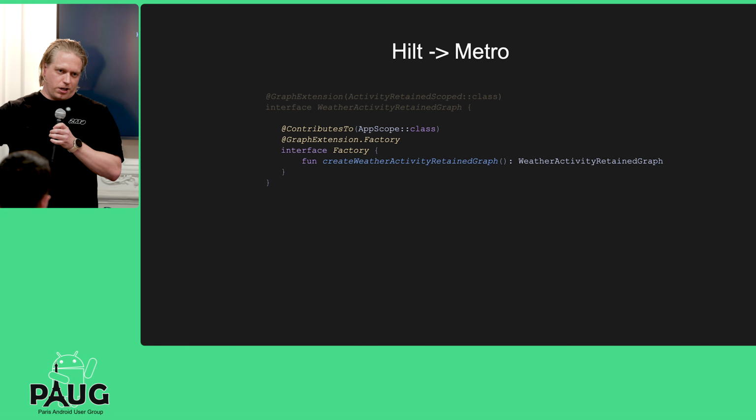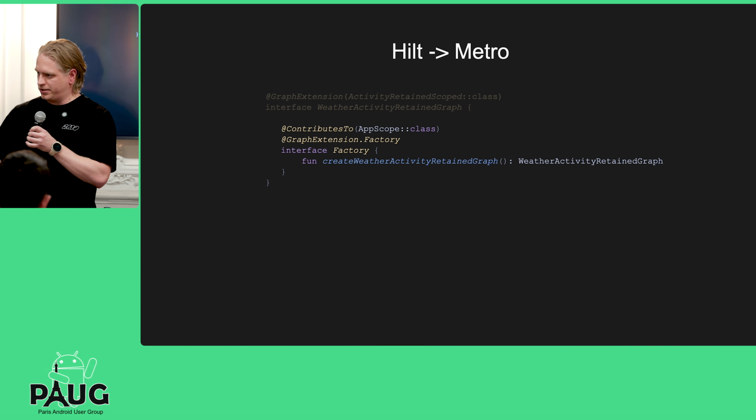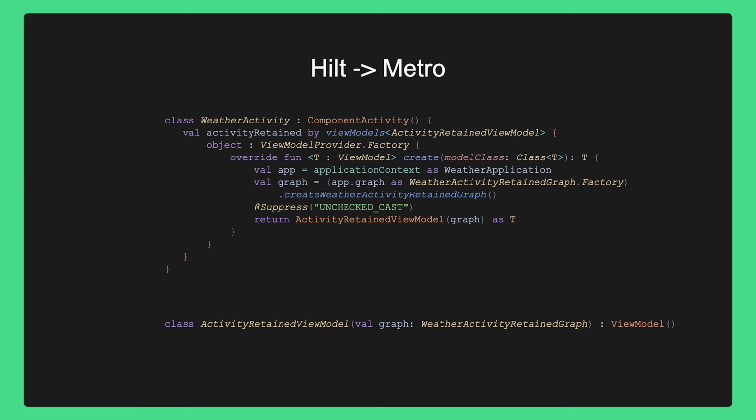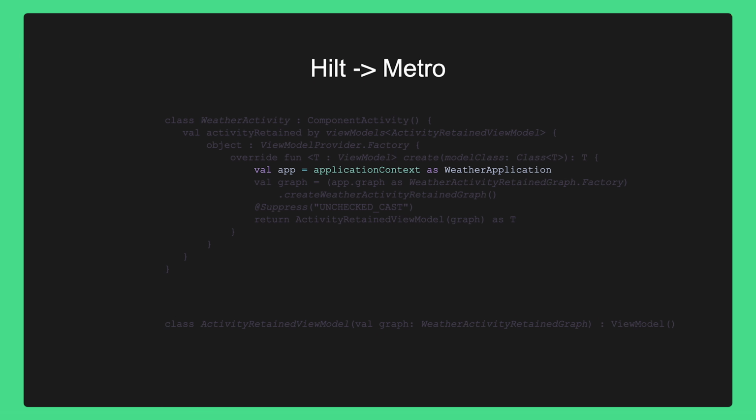And then the way it becomes a subcomponent or subgraph is that you contribute it to the parent scope. So in this case, the parent is the app scope, and you just contribute it. I'm going to get back to what contributes does in a little bit. So yeah, now you have your definition of your activity graph.